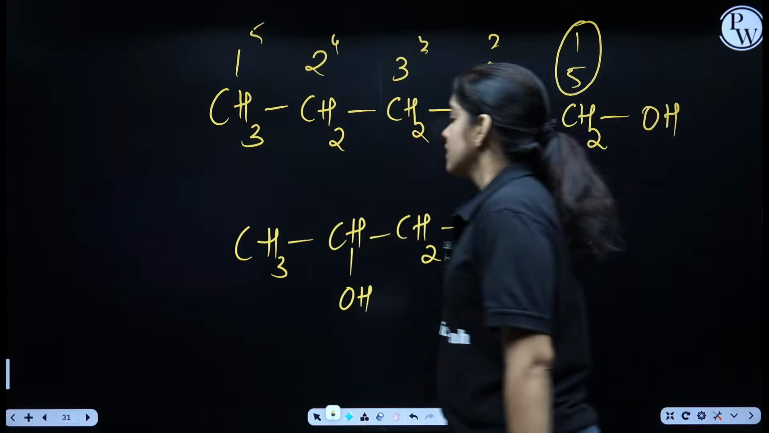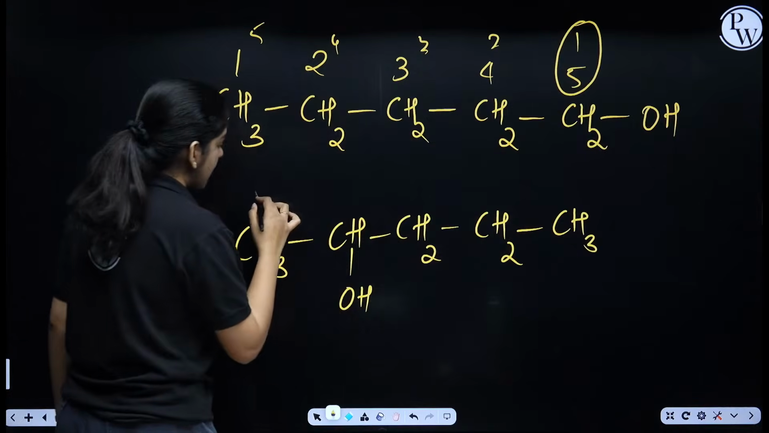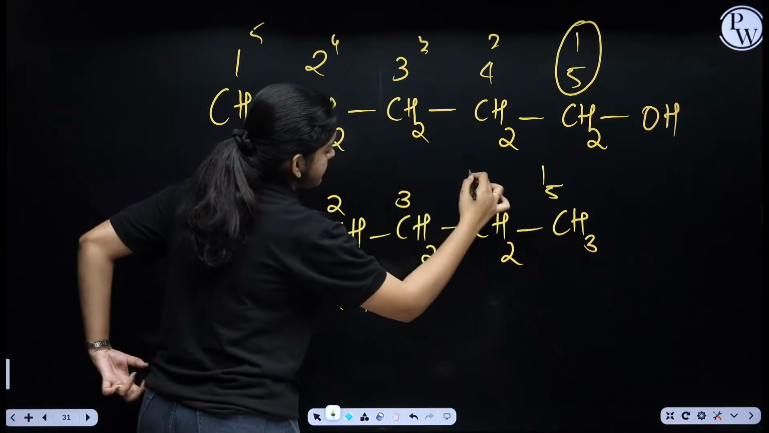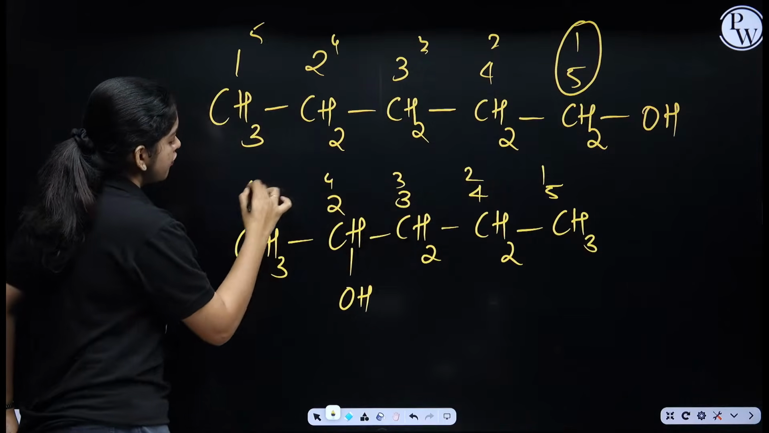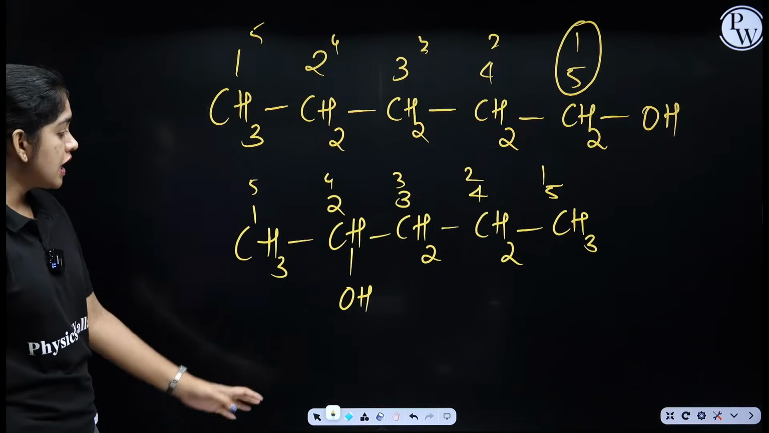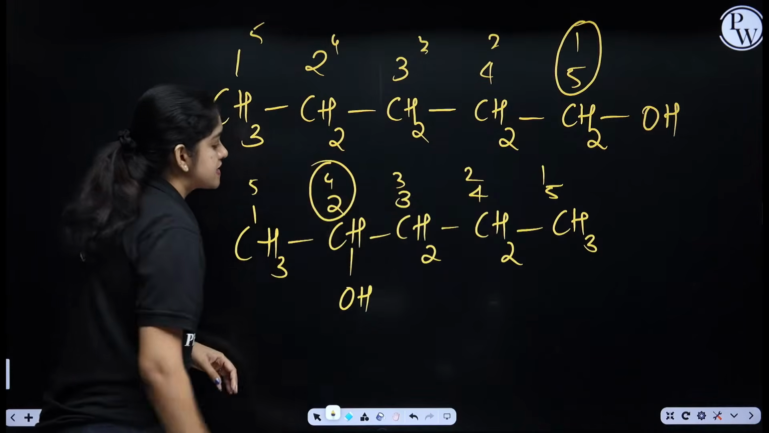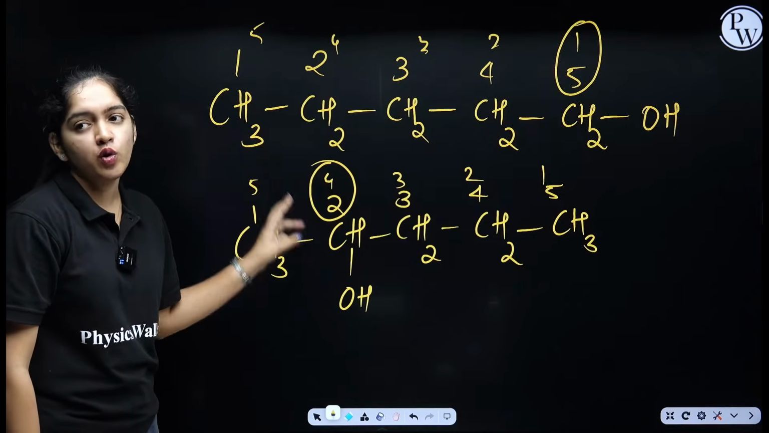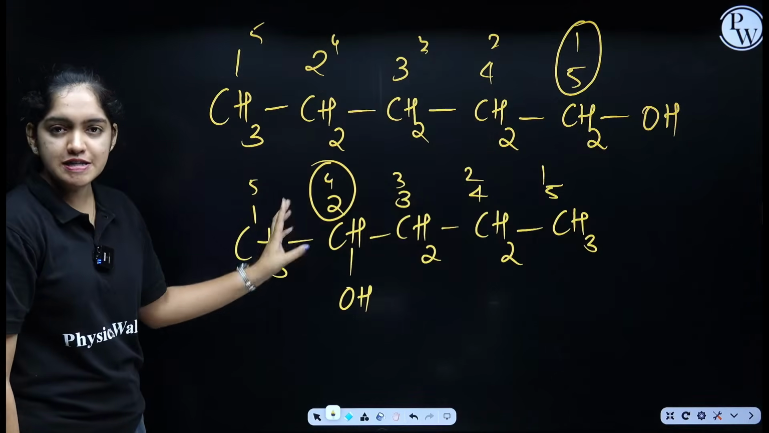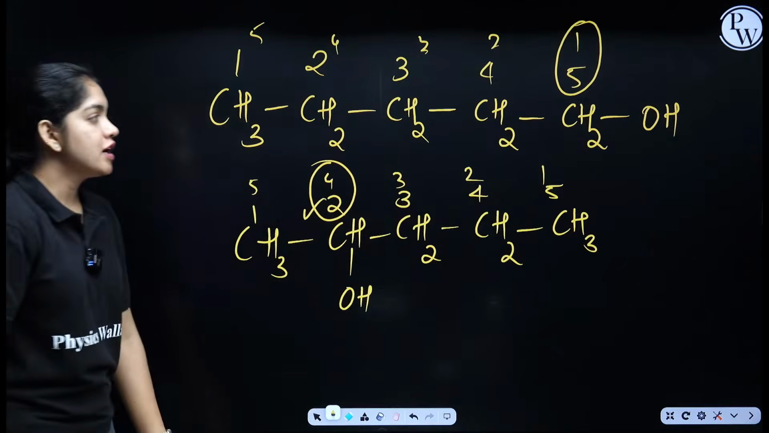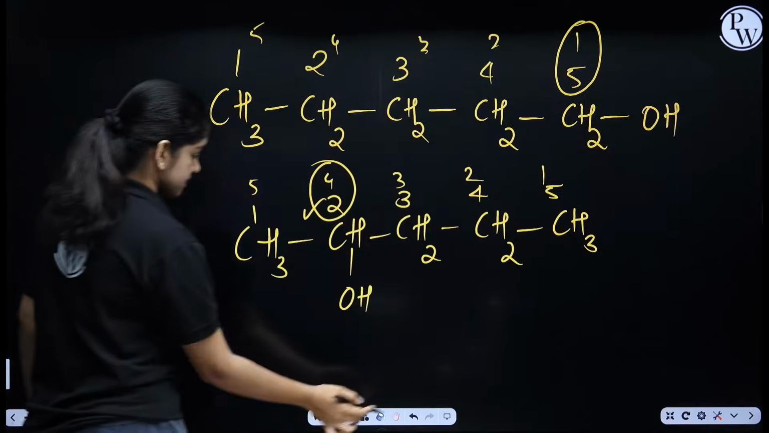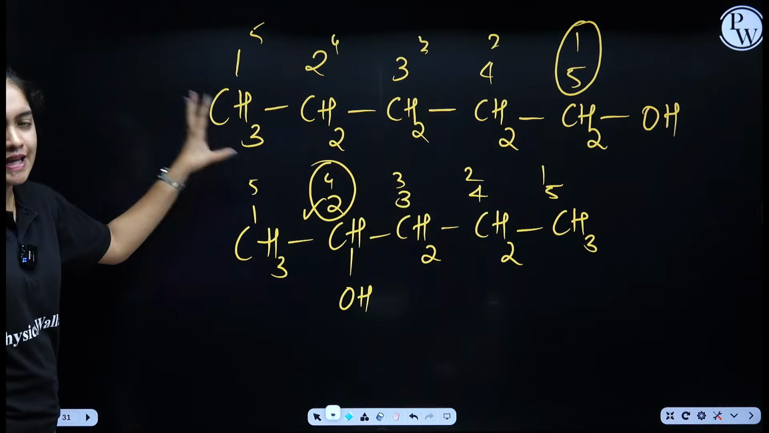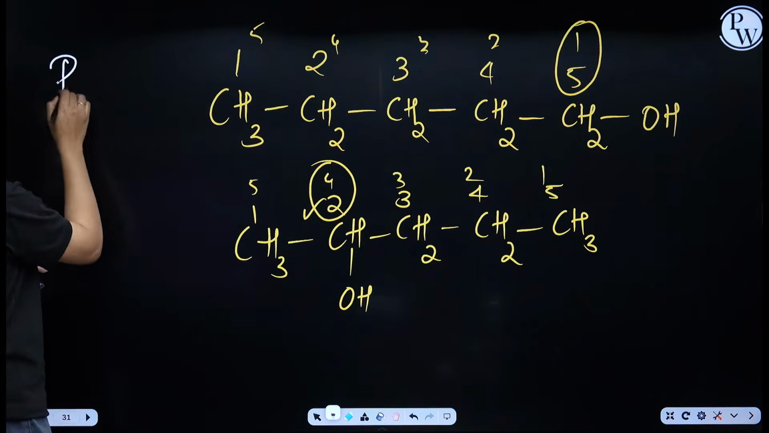Then the next one. 1, 2, 3, 4, 5. Here also it is 5 carbons. The functional group should get the lowest number, 1, 2, 3, 4, 5. Opposite also 1, 2, 3, 4, 5. Here, look, this functional group got two numbers, 2 and 4. Comparing 2 and 4, which is the smallest one? 2 is the smallest, so we take the number 2. Now we can write the name of this compound. First, a total of 5 carbons are there in the parent chain. So 5 means the name will be what? Pent.